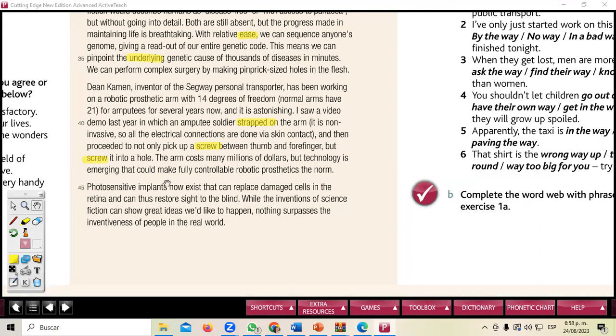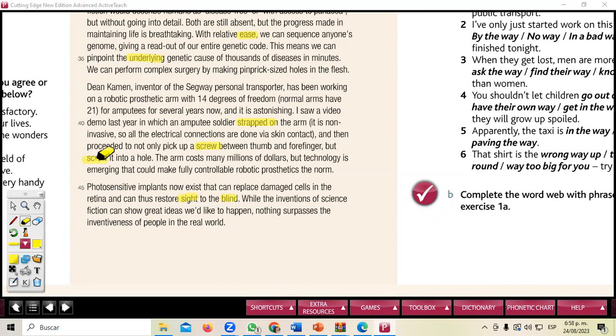Photosensitive implants now exist that can replace the image cells in the retina and can thus restore sight to the blind. While the inventions of science fiction can show great ideas, we would like them to happen. Nothing surpasses the inventiveness of people in the real world.